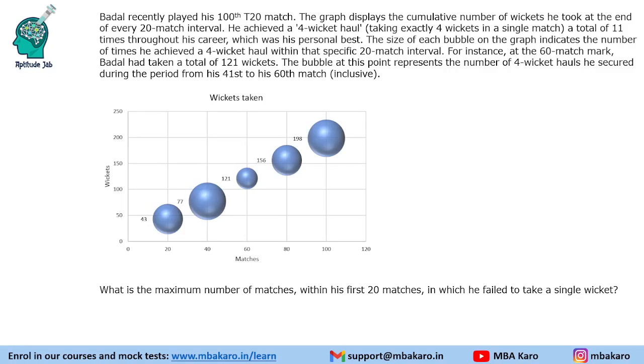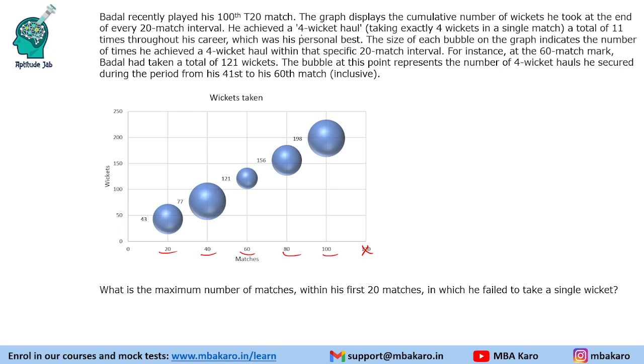This set is based on a bubble graph. It says that Badal recently played his 100th T20 match. The graph displays the cumulative number of wickets he took at the end of every 20 match interval. So 20, 40, 60, 80 and 100.